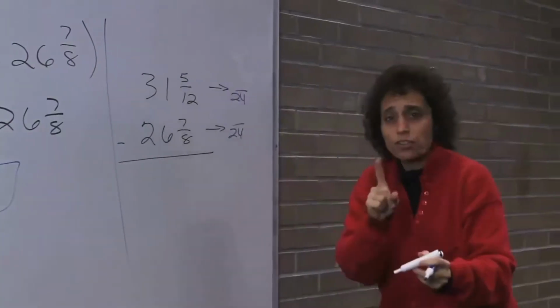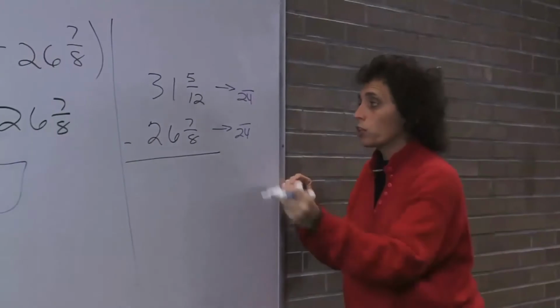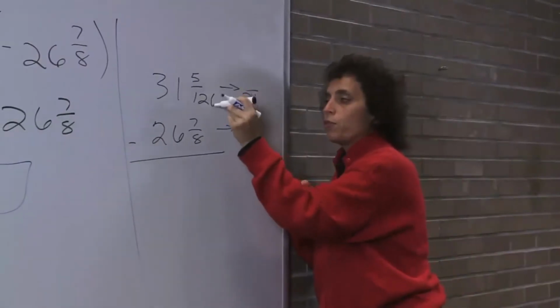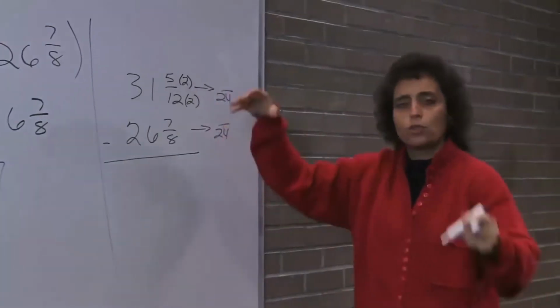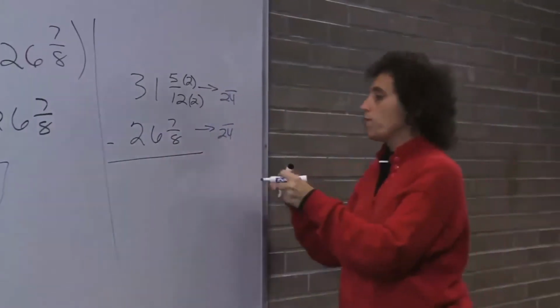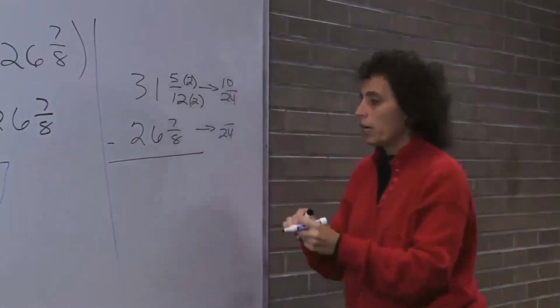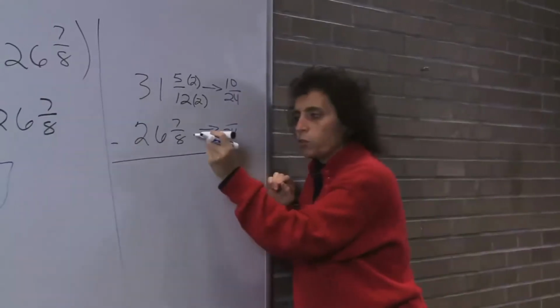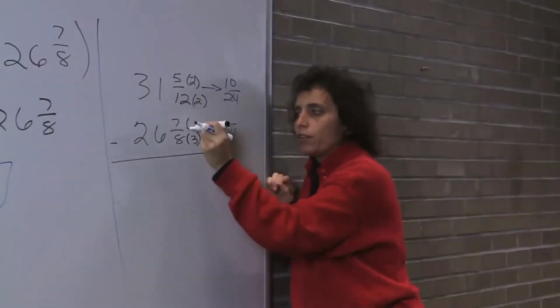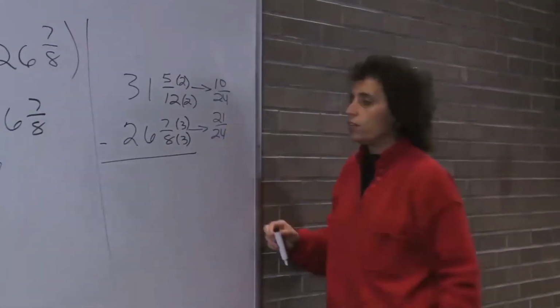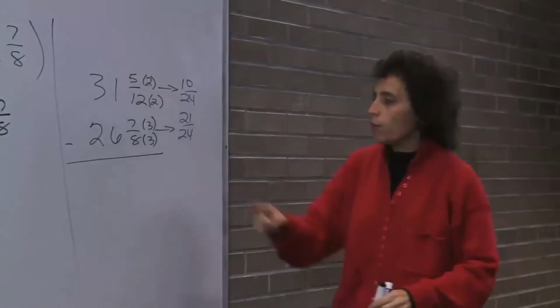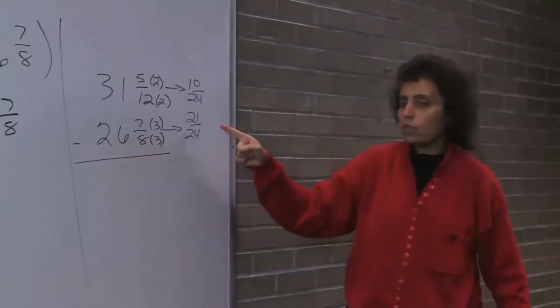We have to say to ourselves, look, I'm talking to myself again. That's the only way it works. 12 times what gives me 24? That's 2. So I have to multiply 5 times 2. Whatever you do to the bottom, you do to the top. So that's 10/24. Okay. Here, 8 times what gives me 24? That is 3. Whatever I do to the bottom, I do to the top. So that is 21/24. Okay. Now remember we're subtracting.